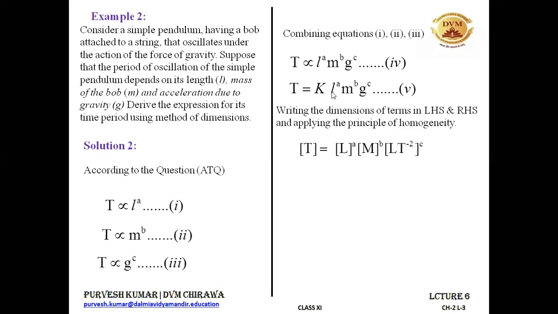Length L will have dimension as capital L. Mass small m will have a dimension as capital M. And this small g is acceleration due to gravity. So it will have the dimensions of acceleration. All right. It is acceleration due to gravity. So its dimensions will be LT minus 2. We have done it. The dimensions for acceleration is LT minus 2. With the powers, I have written L to the power A, M to the power B, and in place of G, I have written the dimension as LT minus 2 and the power is C.